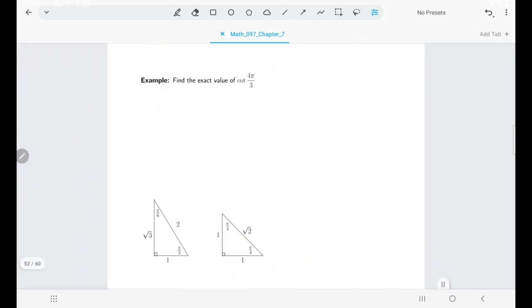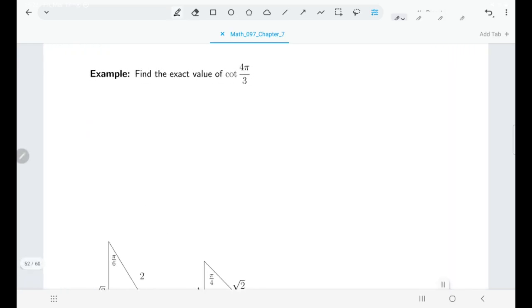Okay, cotangent of 4 pi over 3. So for this one, I'm going to, again, think about reciprocals, because if I want cotangent of 4 pi over 3, I'm going to use the fact that cotangent is the reciprocal of tangent. So first I'd be thinking about what is tangent of 4 pi over 3, and then once I know that, I can use that to find cotangent of 4 pi over 3.